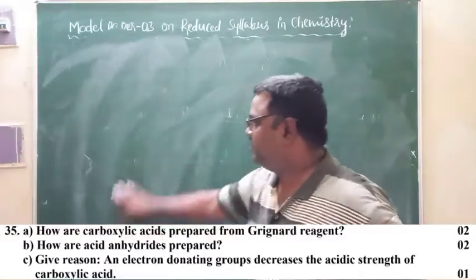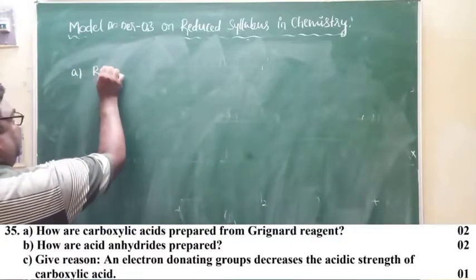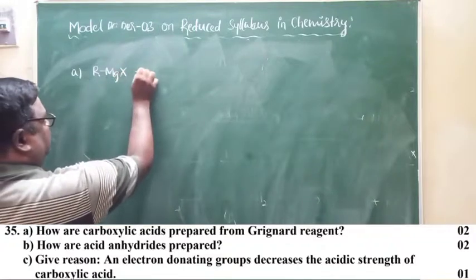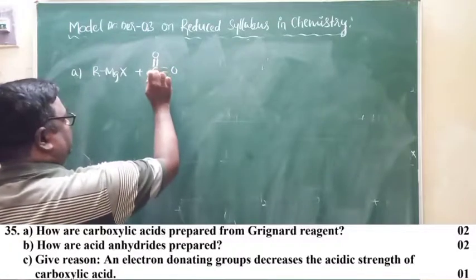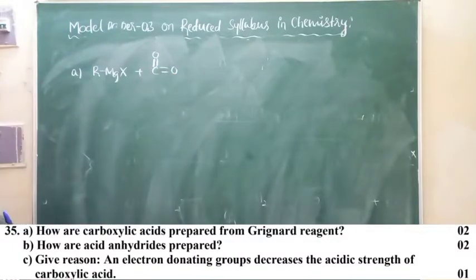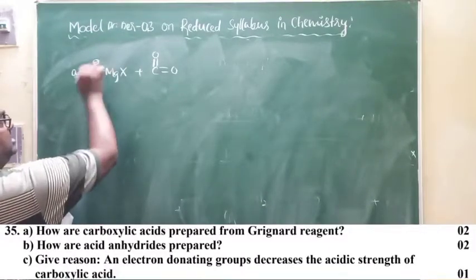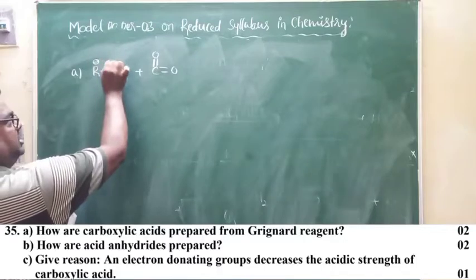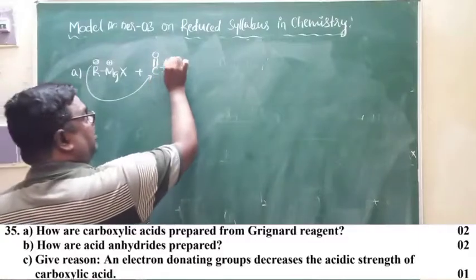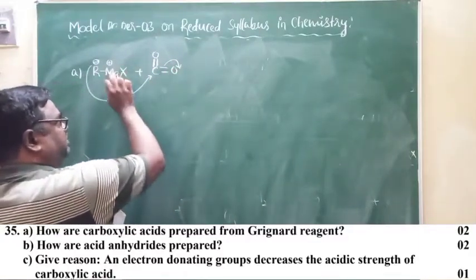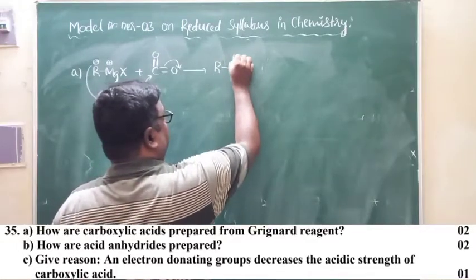Preparation of carboxylic acids from Grignard reagent. You know Grignard reagent is represented as RMgX. That reacts with dry ice. Dry ice is solid carbon dioxide, which I write like this: C double bond O, C double bond O, that is CO2. R is negatively charged, Mg is positively charged. The negative part attacks the positive carbon, because carbon is positively charged. Then O minus absorbs Mg plus.